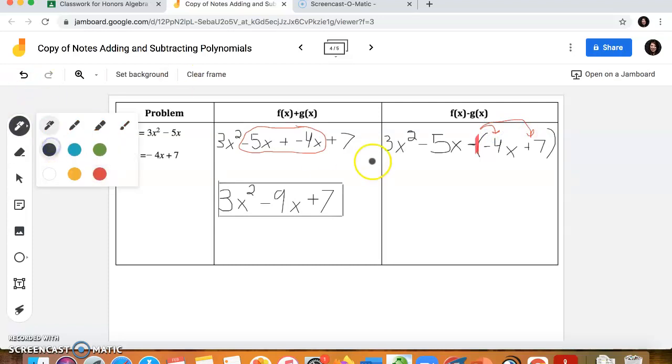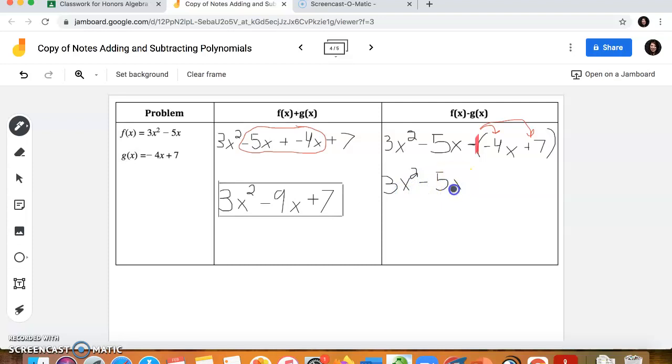So we're still going to have our 3x squared. That's still going to be right there. We're still going to have our minus 5x. But this time we need to do negative 1 times negative 4x, which is going to be a positive 4x. And then we have to do negative 1 times our positive 7, which is going to be a negative 7. And now we can once again combine like terms. Now, again, the only terms that are going to be able to be combined are this negative 5x and this positive 4x. Those are the only ones that we will be able to combine.